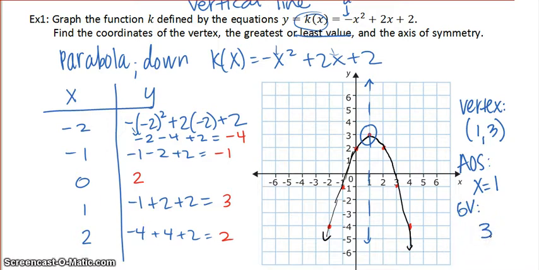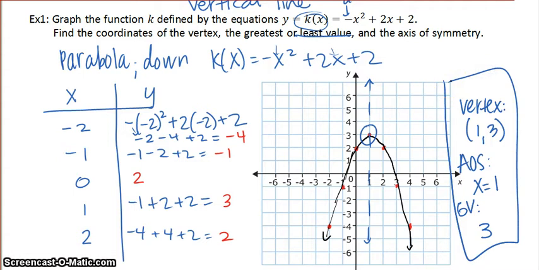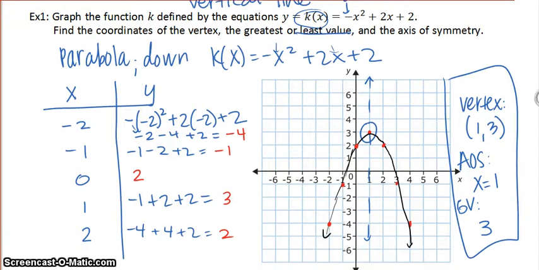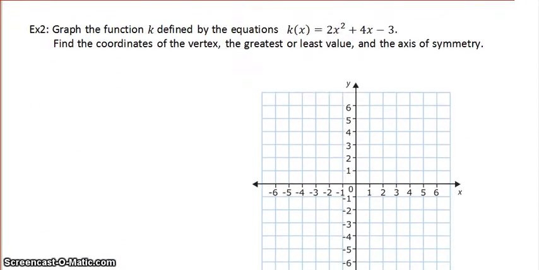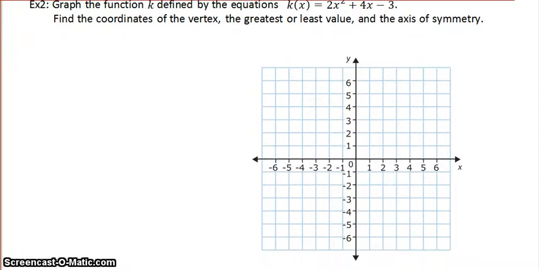You're either going to have a greatest value or you're going to have a least value. So we got our information, we graphed it, there we go. Now we figured out these based off of graphing it first. I'm going to show you how to do it based off of not graphing it first, and that's going to make your life so much easier. Okay? So we have this one.